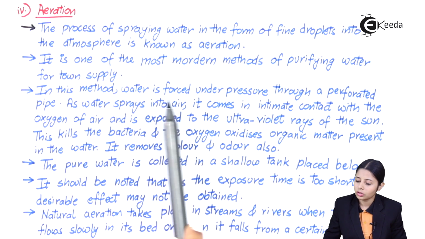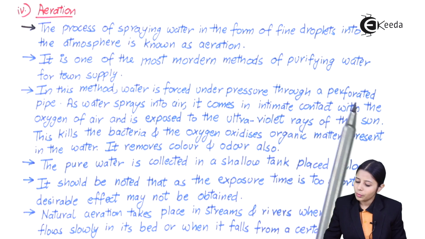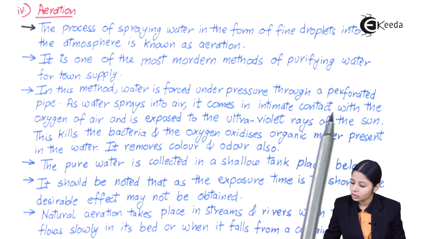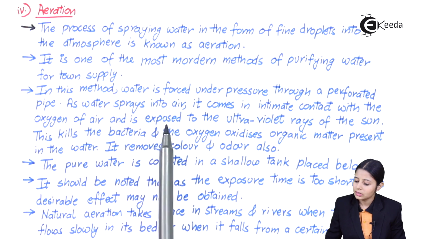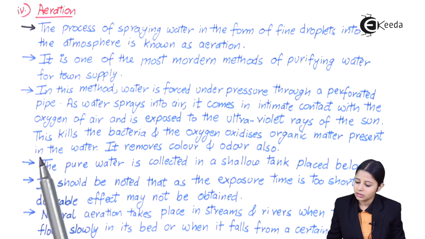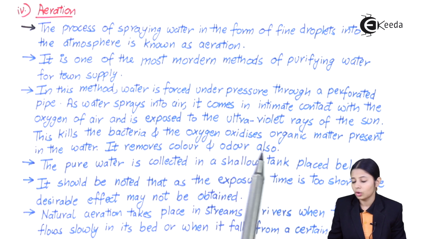In this method, water is forced under pressure through a perforated pipe. As water sprays into air, it comes in intimate contact with the oxygen of air and is exposed to the ultraviolet rays of the sun. This kills the bacteria and oxidizes organic matter present in the water. It removes the color and the odor also.